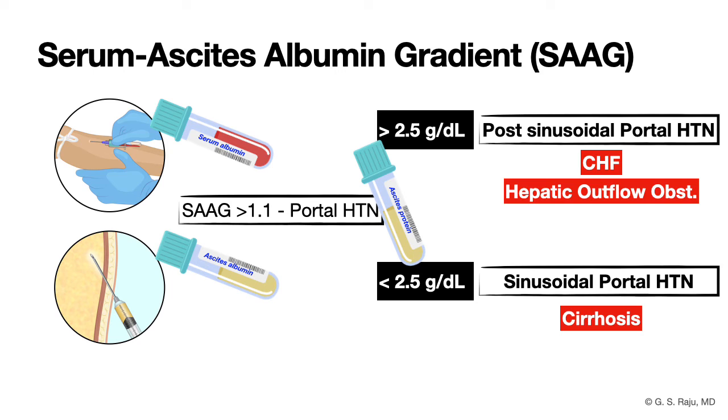And sometimes, if the protein is high and you're thinking about cirrhosis, then you should be thinking, hey, ascitic fluid protein is high, SAAG is high, maybe it is not cirrhosis, maybe it's post-sinusoidal portal hypertension. Let's make sure we get a cardiologist involved, make sure we evaluate the hepatic venous outflow a little more carefully.